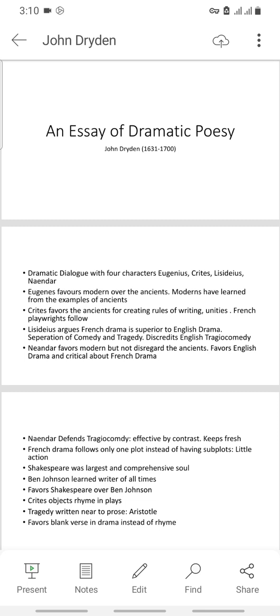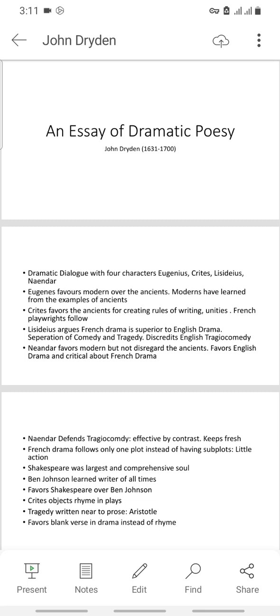And then John Dryden's third character, Lysideius, says that French drama is better than English drama. Now, why does he say French drama is better than English drama? He says that there are only two types of drama, one is comedy and one is tragedy. But in English writing, Shakespeare at that time had introduced tragicomedy. He says that tragicomedy is the absurd and the lowest type of writing. He does not favor tragicomedy.